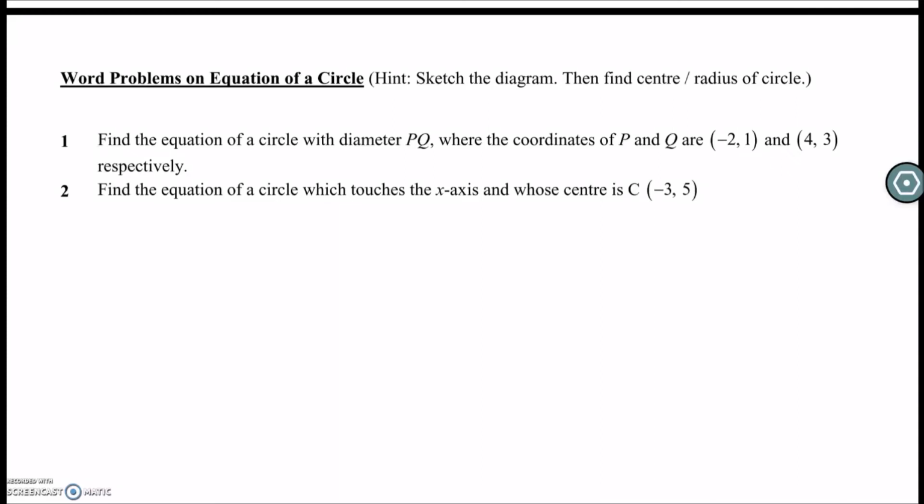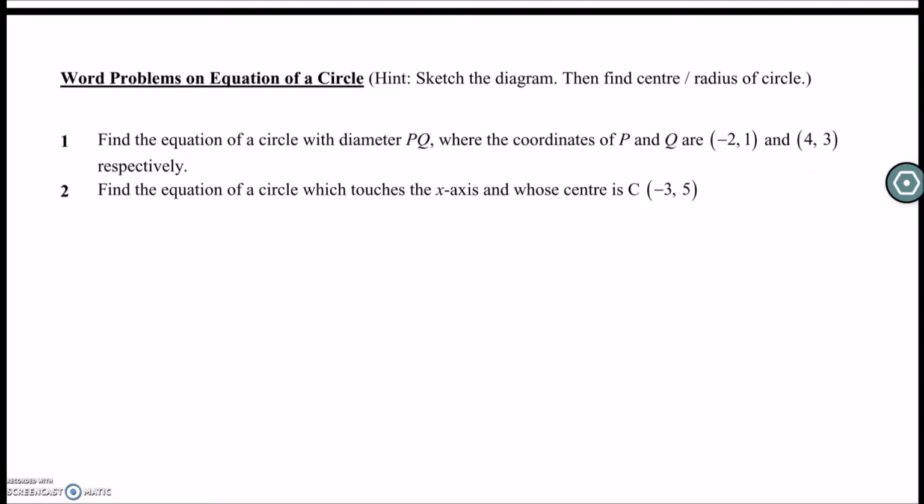In the previous videos, we have learned how to find the equation of the circle given center and radius, and vice versa. In this video, we'll learn how to solve word problems finding the equation of the circle. So for question 1, find the equation of circle with diameter PQ where the coordinates P and Q are given respectively as follows. For these two questions, we are supposed to find the equation of circle.